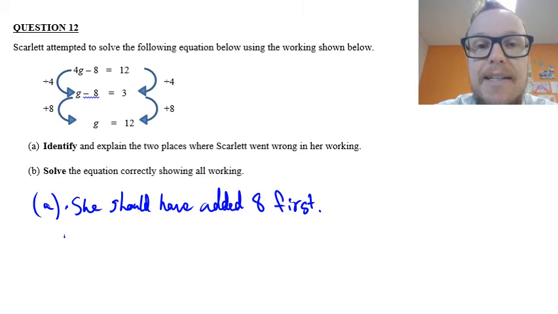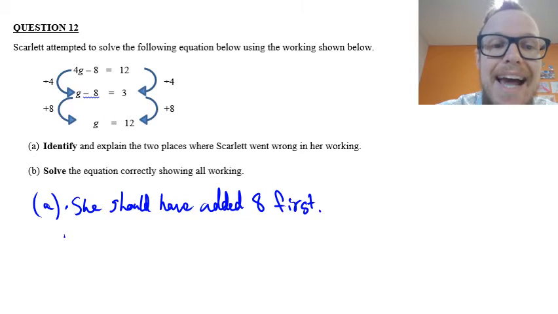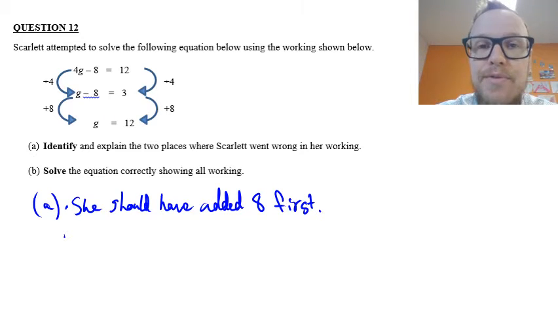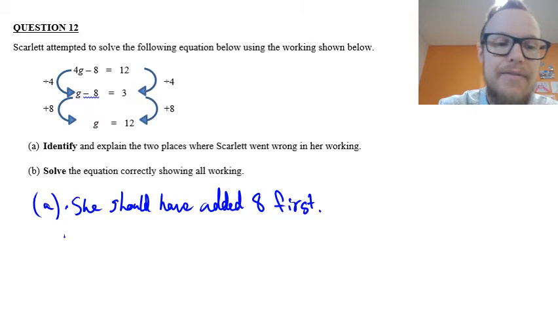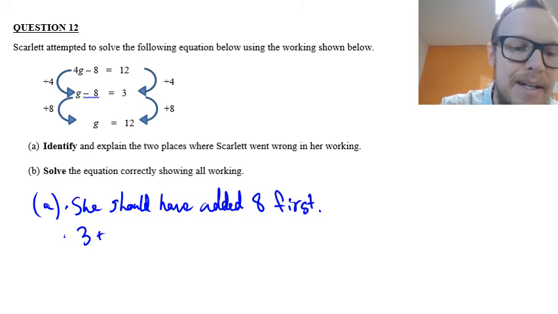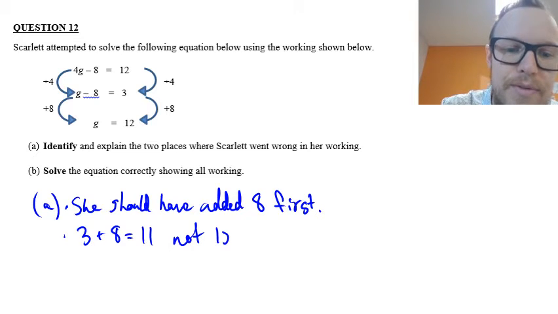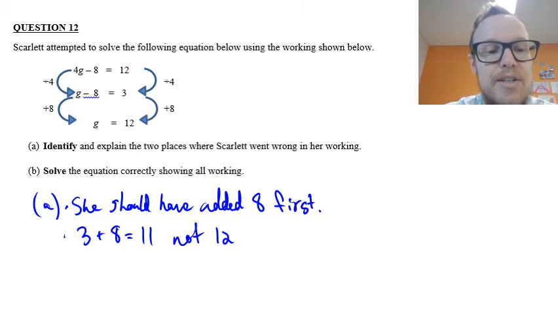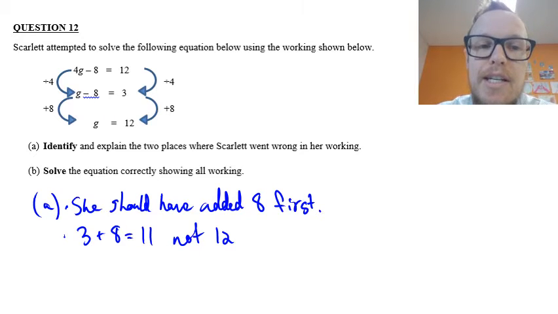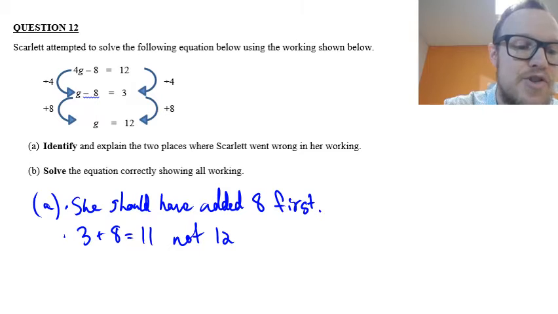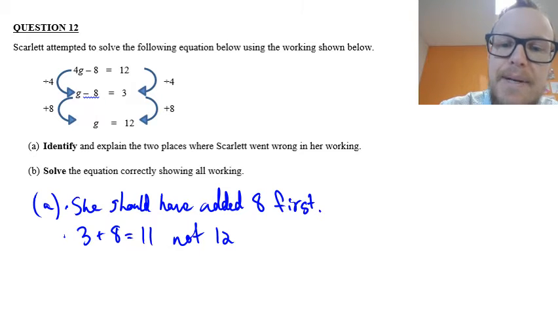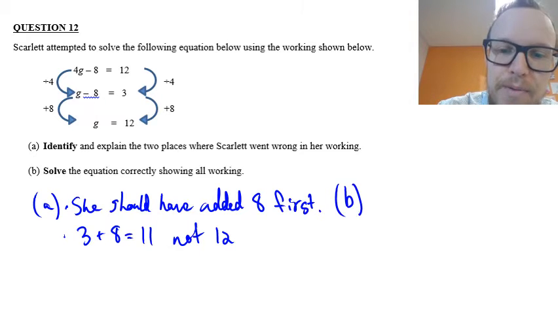The second mistake that she's made is that she's added 8 to 3 and gotten 12, and 3 plus 8 is 11. So 3 plus 8 equals 11, not 12. They're the two mistakes that she's made. You might have said that when she divided by 4, she should have divided the 8 by 4 as well, which also would have been true.